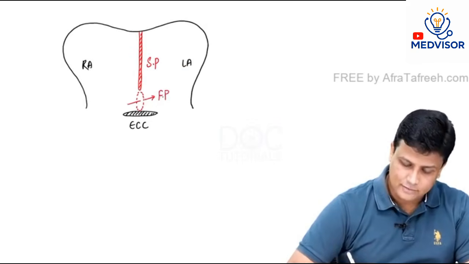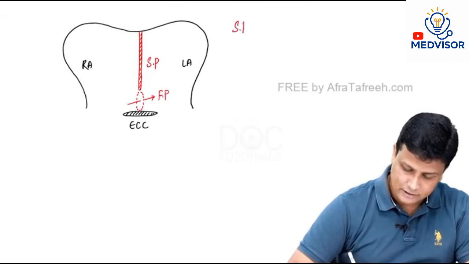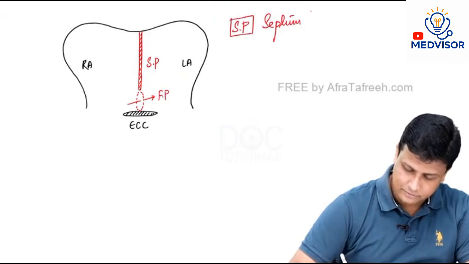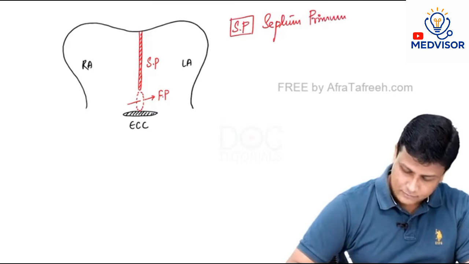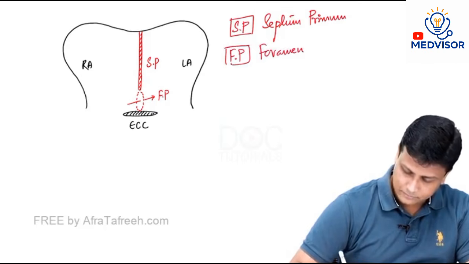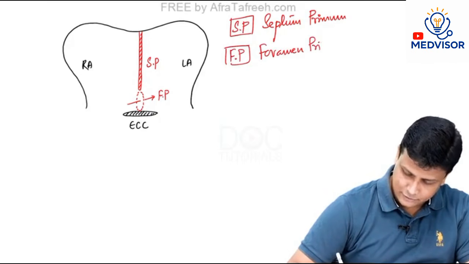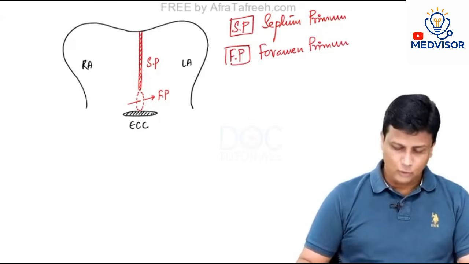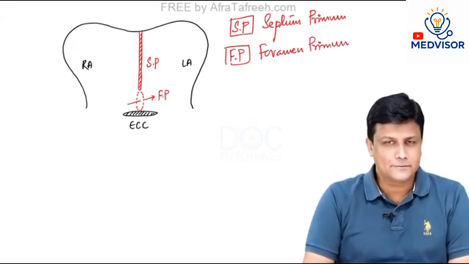Let us write down the full names a little bit away from here. SP here stands for septum primum, and FP here stands for foramen primum. Primum, of course, the first one. It is the first one to be formed here. Till here, no doubt. No student will have any doubt till here, guys.